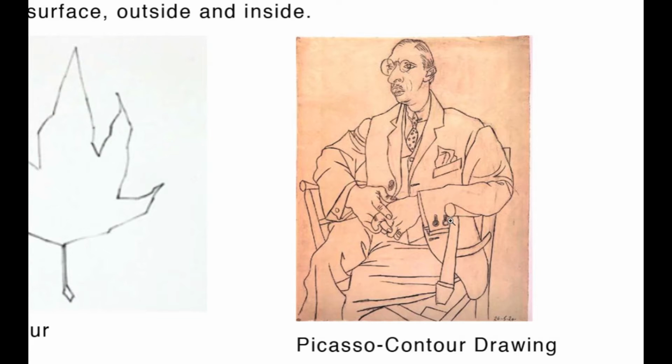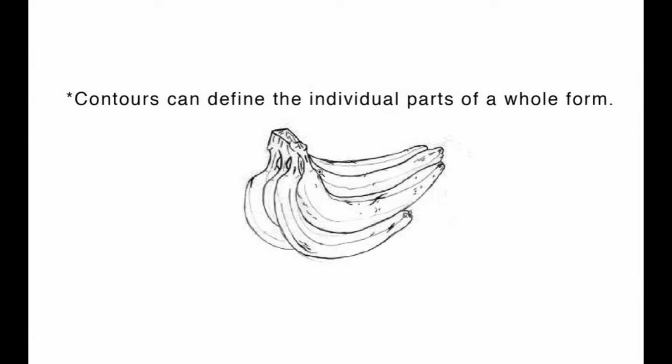It's clearly and cleanly defined on all edges on the outside. This arm section, forearm, has an outside contour. Everything's pretty much spelled out. There's no shading, there's no detail, it's strictly form. Contours can define the individual parts of an entire whole. We could separate an individual banana from the cluster by its contours. There are other little lines inside of this contour drawing, which we'll get to a little bit later.